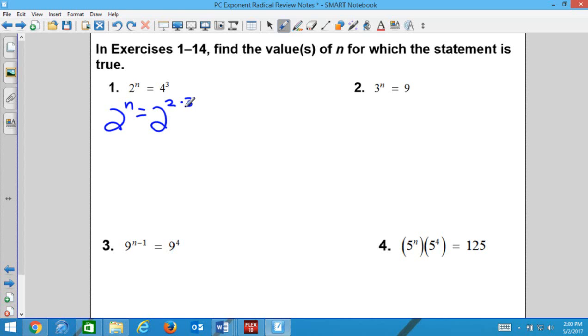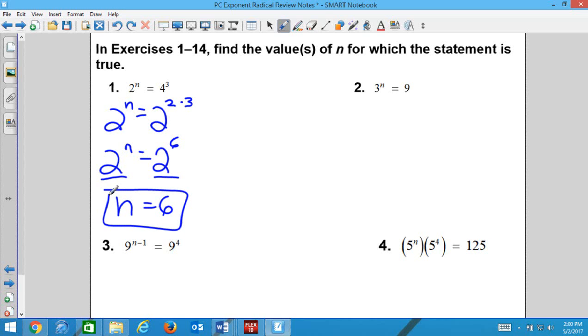When you do power to power, you multiply your powers. So we have 2 to the n equals 2 to the 6. Do we have the same base? So we set our exponents equal, n equals 6, and that's what n equals. And you can check it by plugging it back in, it should work.